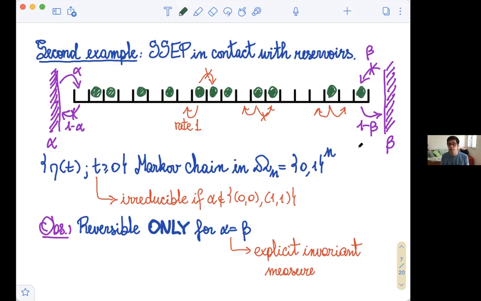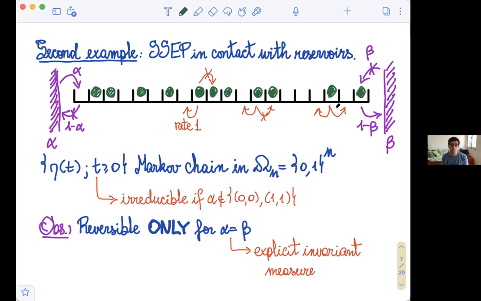And if the site is already occupied by another particle, the jump is just not accomplished, so you don't do anything. You see here that, for example, this particle can jump to the left, but not to the right. But this particle can jump both to the left and to the right. That's what people call the bulk dynamics. That is what happens in the middle, away from the boundaries of this interval. At the boundaries, something different happens.